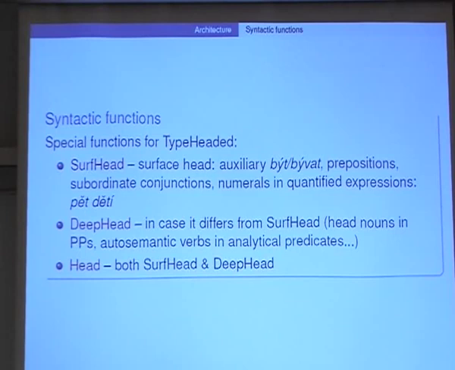Then in prepositional structures, prepositions, in subordinate constructions, and numerals in quantified expressions, such as pět dětí. Pět is a surface head, dětí is a deep head. A deep head may differ from a surface head, but needn't, of course. Very often it doesn't. So these are head nouns in prepositional phrases, autosemantic verbs, analytical predicates, and so on. Very often an element is both surface and deep head. Then the function of such a node is marked as head. So this is the first group of functions.